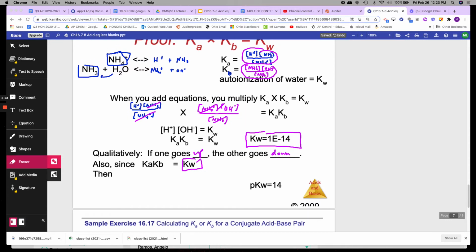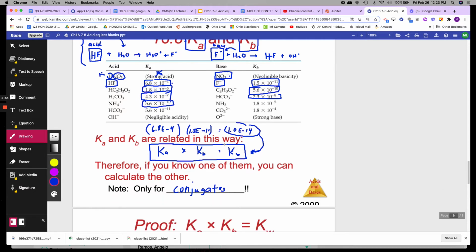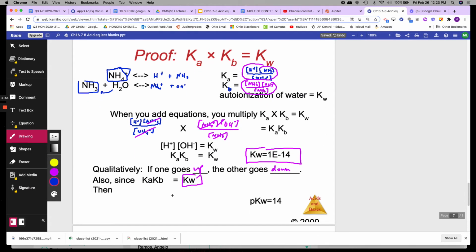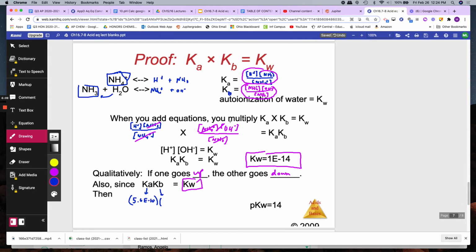Okay, let's go ahead and find Ka for NH4 plus, which is up here. It's 5.6 e negative 10. So I'm going to write that here: 5.6 e negative 10, that's Ka. Kb is 1.8 e negative 5. You multiply that, you're going to get 1.0 e negative 14.